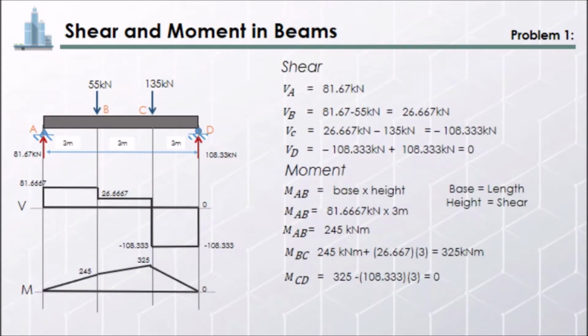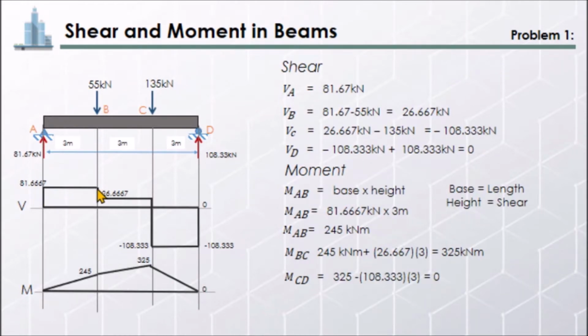So let's start with the shear. So how much is our reaction at point A? So how much will our shear be at A? So we'll just draw it here. So it goes upward since our reaction is upward. That is 81.667. Now from A going to B, do we have a load? None. So we're just going to draw a horizontal line here.